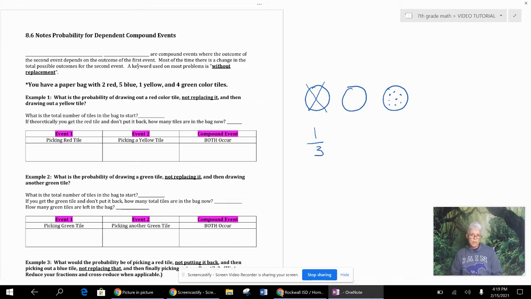So take a look again. How many cookies are left in that bag? That's right, there's 2 cookies left in that bag. How many of them are chocolate chip? One. So the chance that when I reach in, I'm going to get that chocolate chip cookie is now 1 out of 2. So I'm going to go ahead and reach on in. And guess what? I got the chocolate chip cookie. But you know what? I'm going to give it to you.